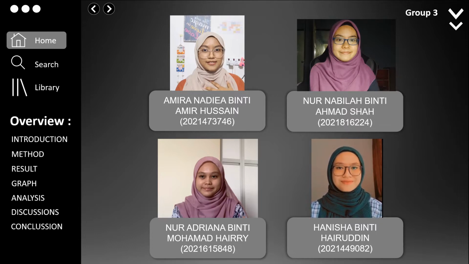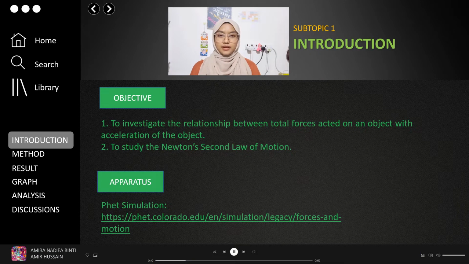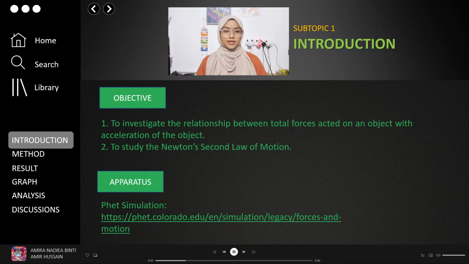The objective of the experiment is, first, to investigate the relationship between the total force acting on an object and the acceleration of the object. Second, to study Newton's second law of motion. We use this PhET simulation link to carry out our experiment.